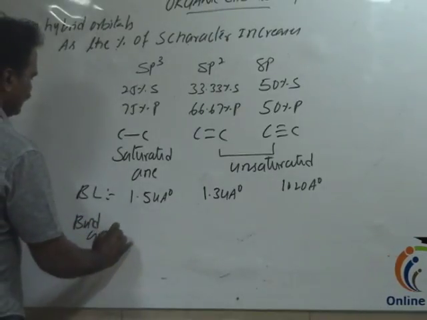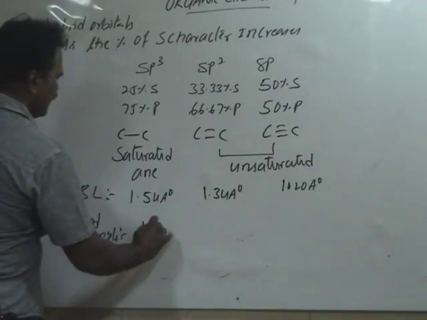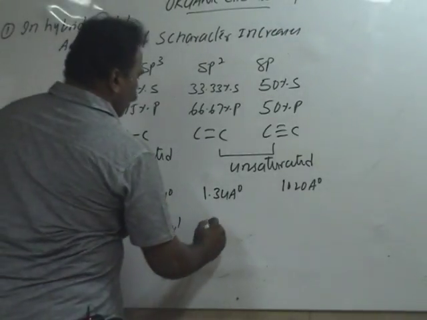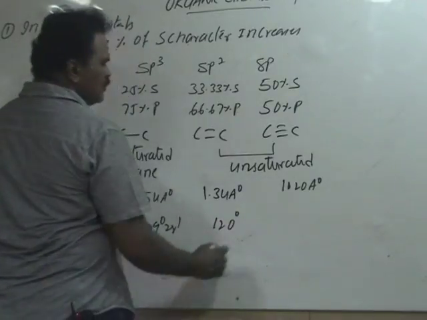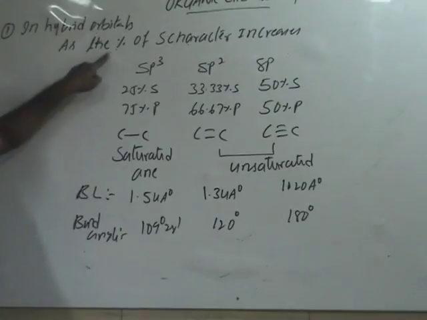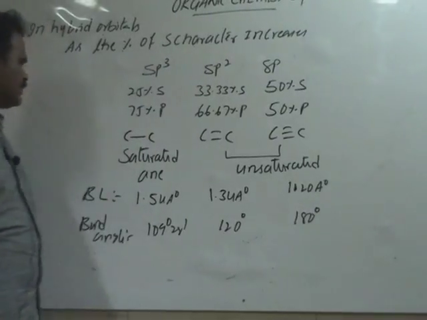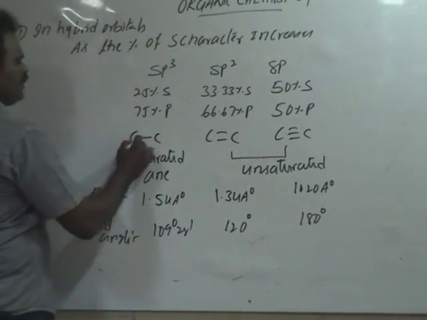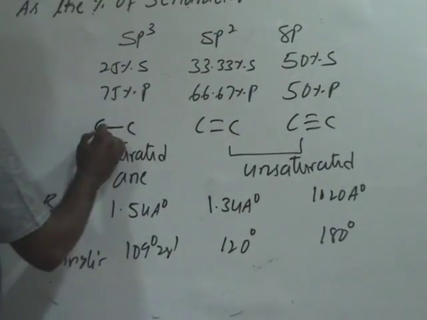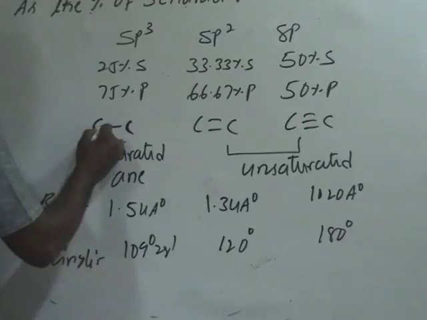Carbon-carbon single bond length 1.54 angstroms. Carbon-carbon double bond length 1.34 angstroms. Carbon-carbon triple bond length 1.20 angstroms. Bond angle: this is 109 degrees 28 minutes for sp3 hybridized carbon, 120 for sp2 and 180 for sp.